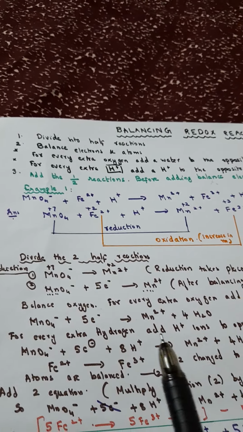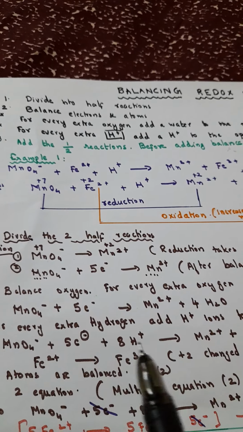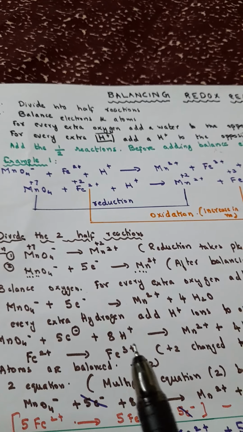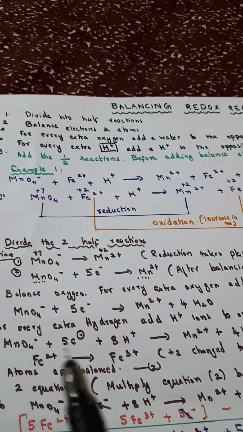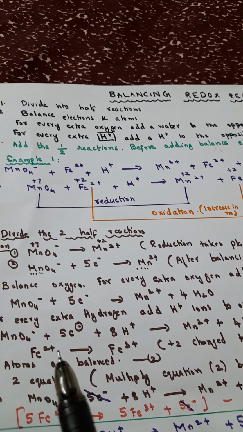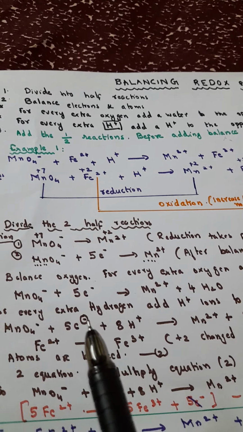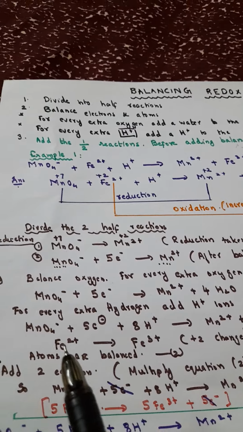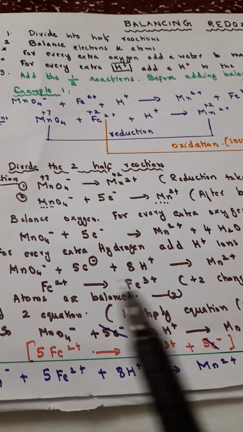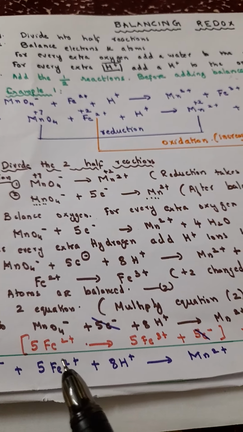Then for every extra hydrogen also we added H plus ions to the opposite side. Here since 8 H are there, we added 8 H plus to the opposite side. So here H2O is on the right side, so on the left side we added 8 H plus. Then we got the equation completely, we wrote it like that. And then for the second equation, that is for oxidation part, Fe2 plus became Fe3 plus. So in order to make the number of electrons equal, we multiplied the second equation with 5, so we got 5 electrons on both sides. We cancelled it out and we added the oxidation part and reduction part.